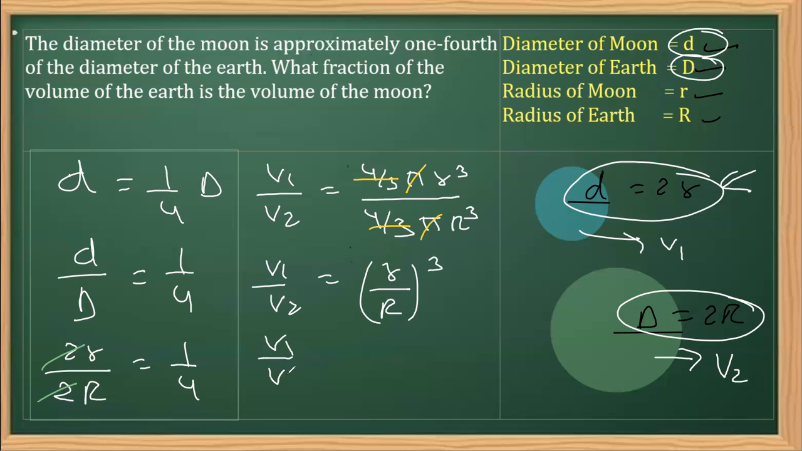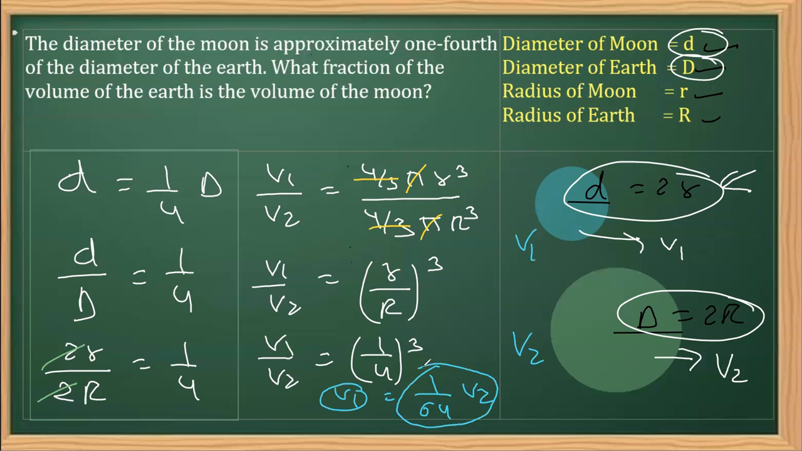Now, this is V1 over V2. As you can see, small r over capital R is 1 by 4. So we can replace this with (1/4) cube. And finally, we can find its ratio, and this is V1 equal to 1 over 64 of V2, because the cube of 4 is 64. That means, with V1 as the volume of the moon and V2 as the volume of the earth, the volume of the moon is 1 by 64, or 1/64 the volume of the earth.